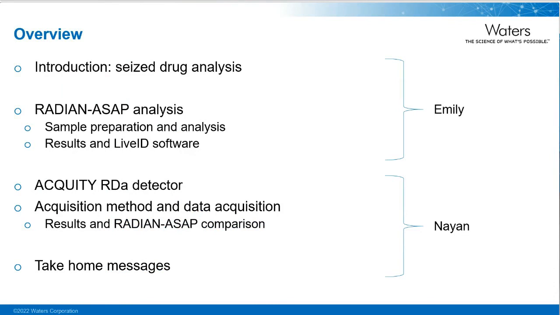Here is an outline of the presentation. I will start with a brief introduction to the challenges faced currently, before introducing you to the RADIAN-ASAP system, which we are using for fast screening. I will then pass over to Nayan, who will present on the ACQUITY RDa Detector and how he has been using this for confirmatory analysis.